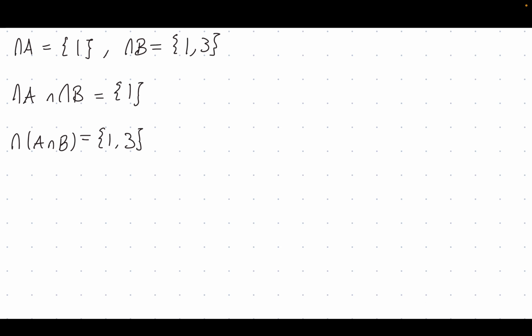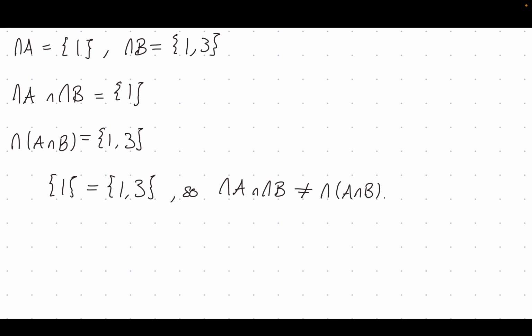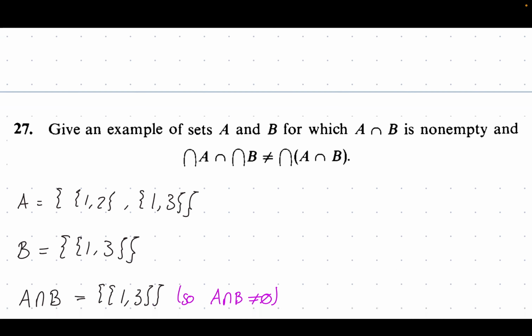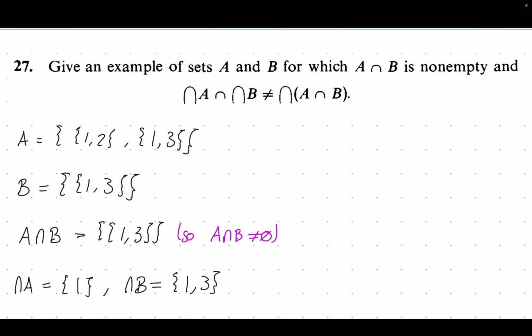And look at that. So the set containing 1 is not the same as the set containing {1, 3}. So the intersection of A intersect the intersection of B is not equal to the intersection of A intersect B. As requested. There you go. Are you happy now, Enderton?